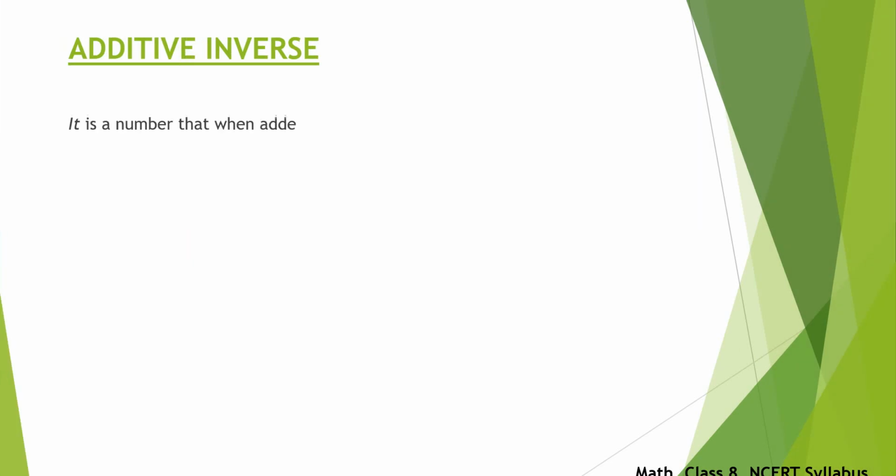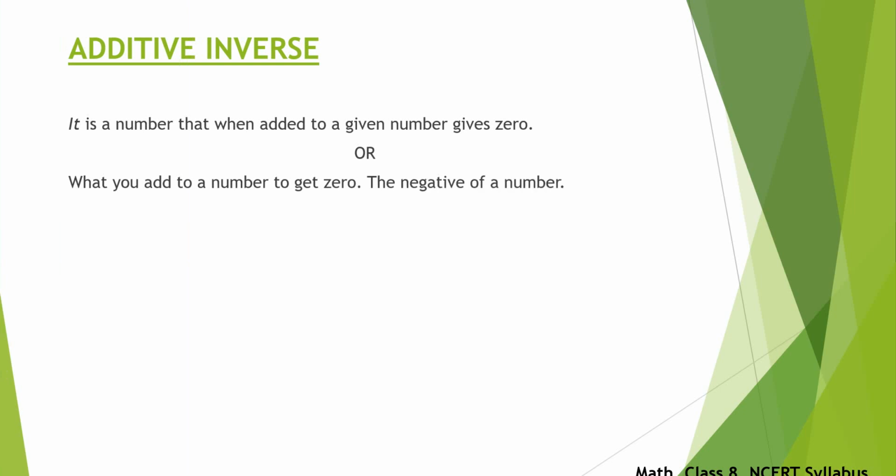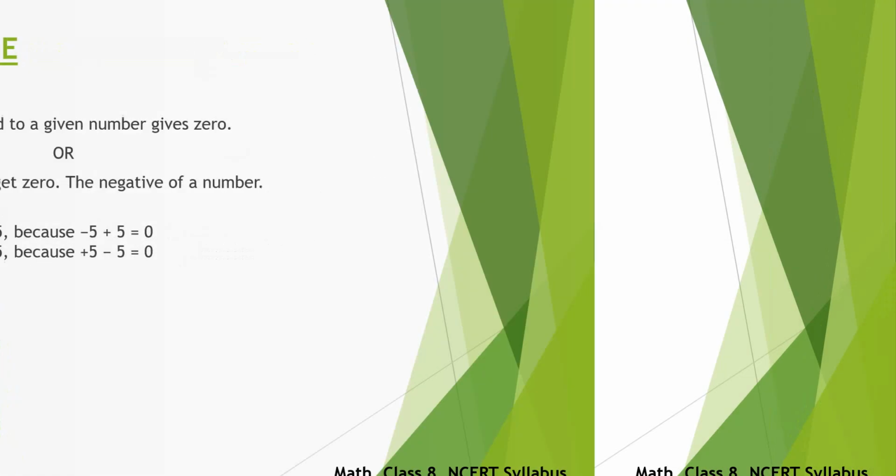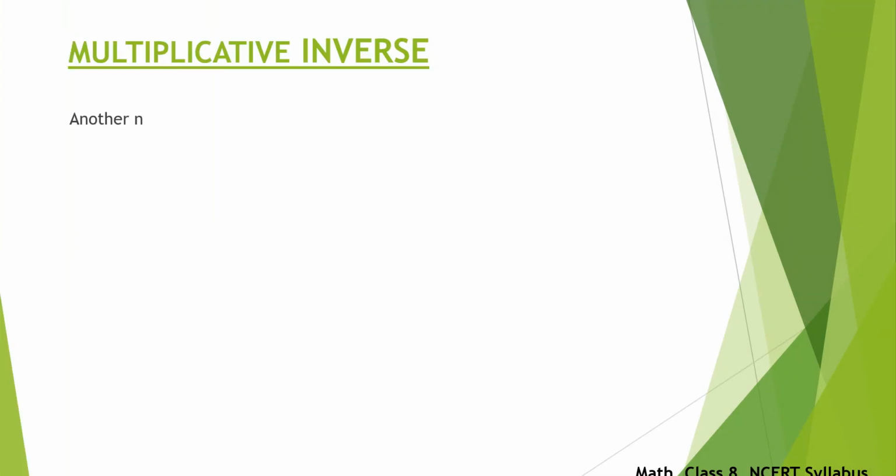Now the next property is additive inverse. It is a number that when added to a given number gives 0, or we can say what you add to a number to get 0, or the negative of a number, is known as the additive inverse. For example, if I am talking about minus 5, the additive inverse of minus 5 is 5, because minus 5 plus 5 is equal to 0. We are adding the number to get 0. This was additive inverse.